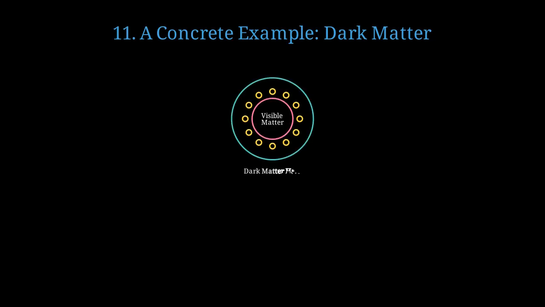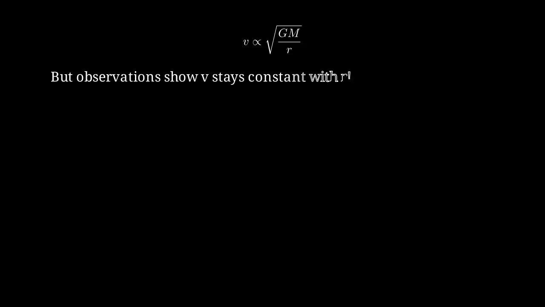We cannot directly observe dark matter, but our theory of gravity predicts it must exist based on galaxy rotation curves. According to Newtonian gravity, velocity should be proportional to the square root of GM over r. But observations show that velocity stays roughly constant with radius, not decreasing as expected. This implies dark matter mass must be proportional to radius, creating an invisible halo.